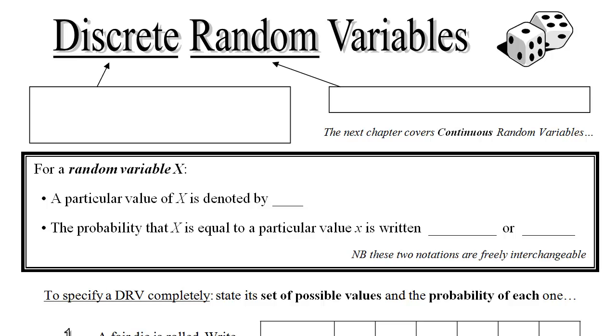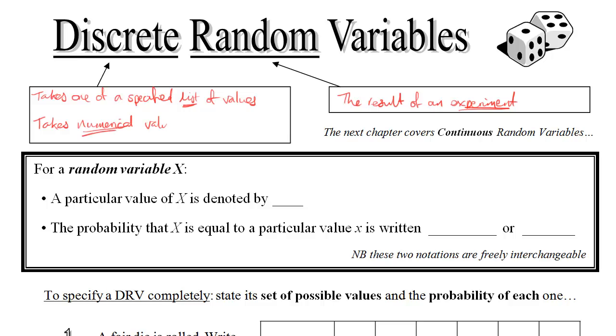Okay, hi guys, welcome to lesson one on this topic, discrete random variables. This is a probability topic, and it's about a specific type of variable. It has to be random, so that by definition means it's the result of an experiment, something which you can repeat and you don't know what's going to happen. Most importantly, it is discrete, so it can't just take any value, it can only take values from a specific list, and they have to be numerical values.